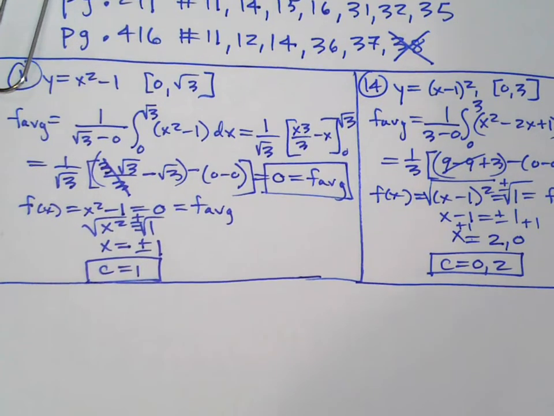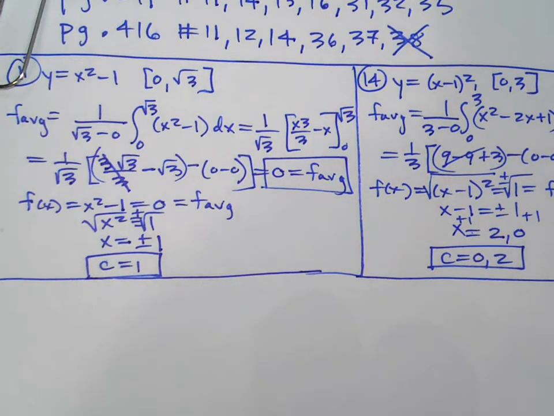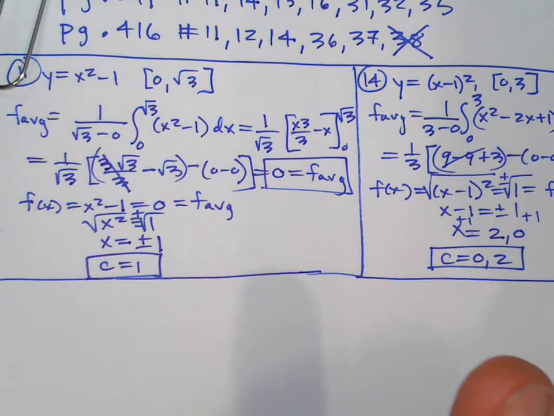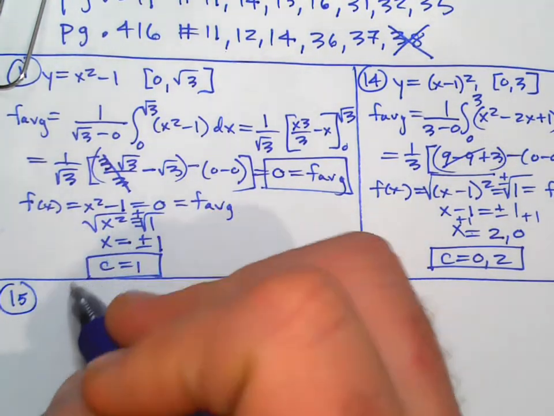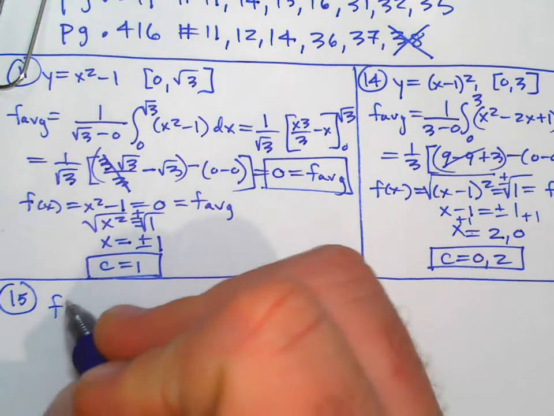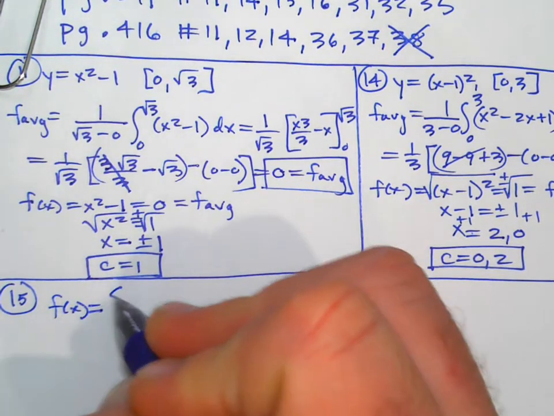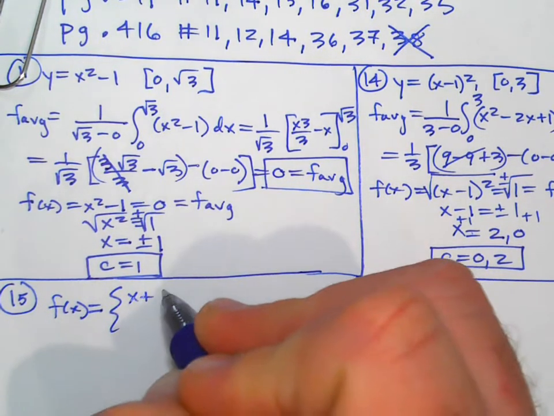So that was one of the parts of today's lesson. We have some others that say find the average value of the function on the interval without integrating, by appealing to the geometry of the region between the graph and the x-axis. So we're going to do the same thing, but without actually integrating. So we have these piecewise graphs.